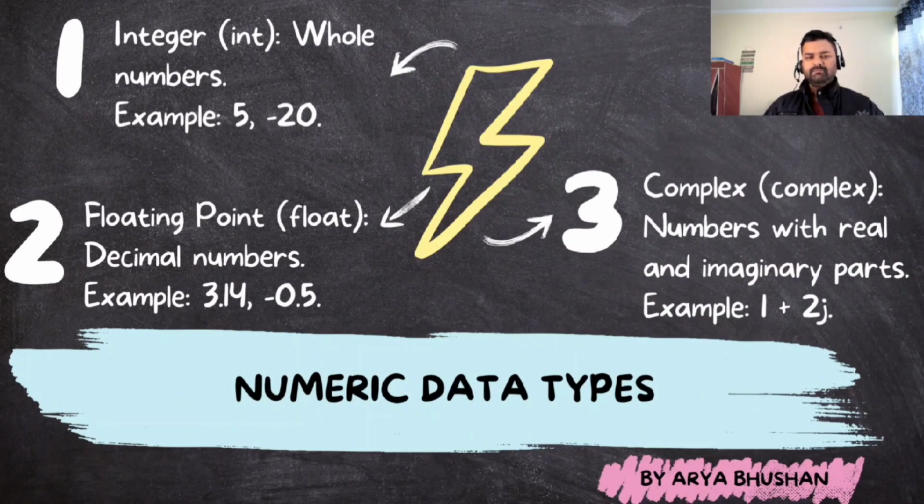There are mainly three types of numeric data types: integer, float, and complex. Integers are whole numbers like 5 or -20. Floats represent decimal numbers like 3.14. And complex numbers consist of a real and an imaginary part, like 1 + 2j. Here 1 is the real part and 2j is the imaginary part.